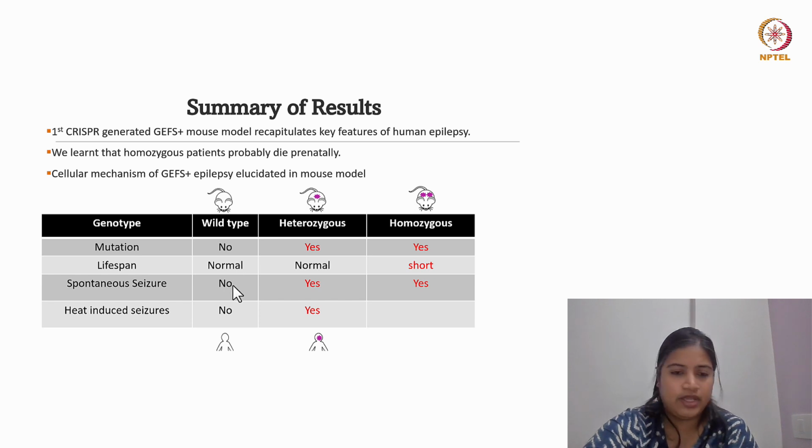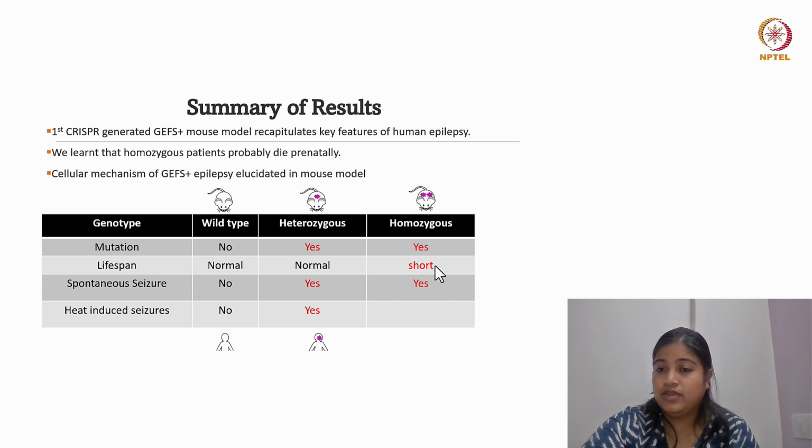They do not show any spontaneous seizures or heat-induced seizures. Heterozygous patient and heterozygous mice have one copy of the mutation. They have a normal lifespan. They both show spontaneous seizures and heat-induced seizures.